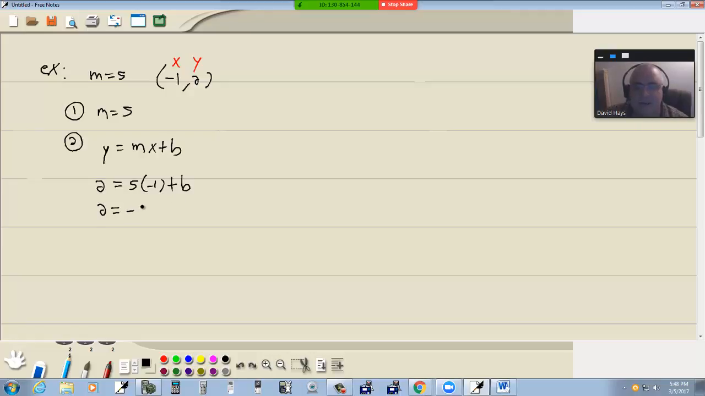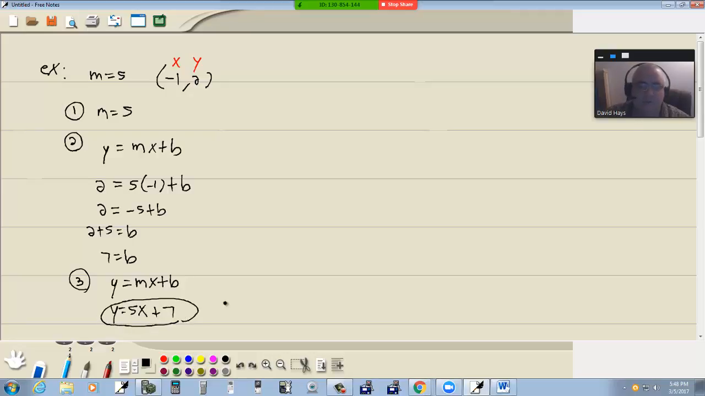5 times negative 1 is negative 5. Take negative 5 to the left side, and you get b is equal to 7. Step 3, plug in m from step 1, which is 5, and plug in b from step 2, which is 7. And our answer will be y is equal to 5x plus 7.